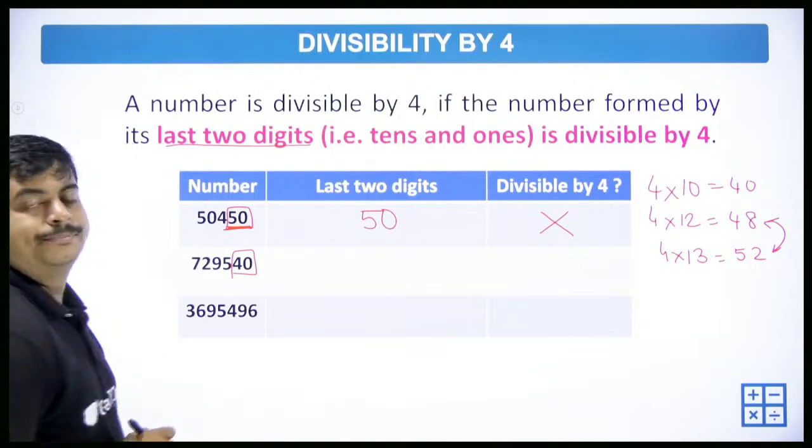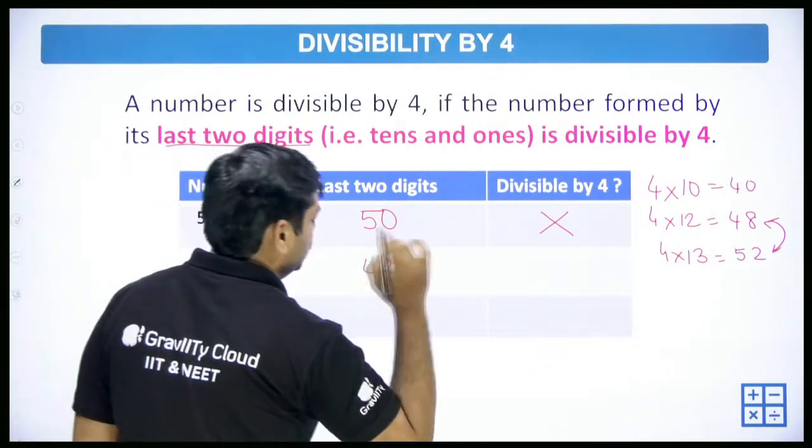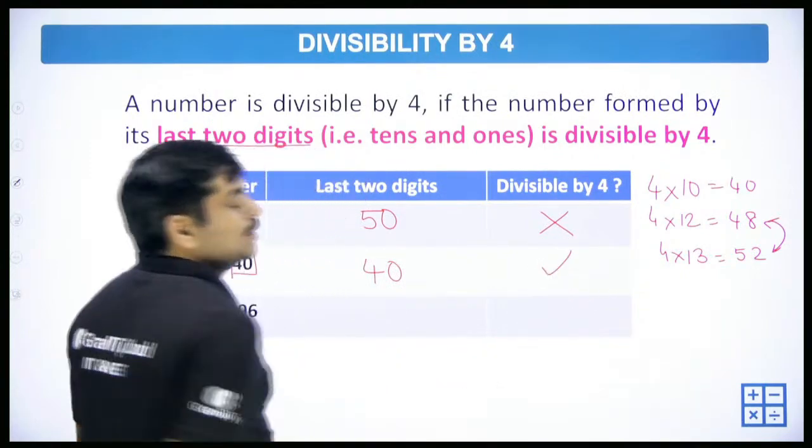Is it divisible by 3? Divisible by 3 means the sum of the digits should be a multiple of 3. Is the sum of the digits divisible by 3? It should be. Yes, it is divisible.